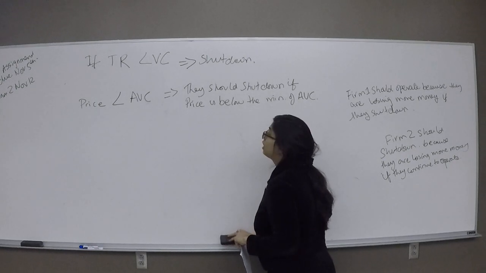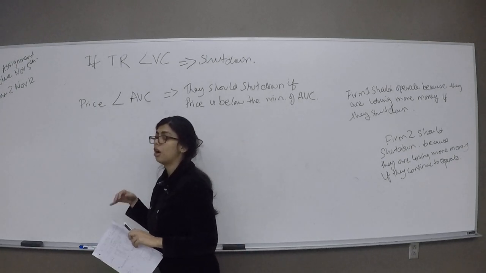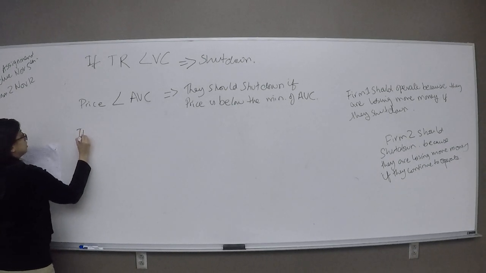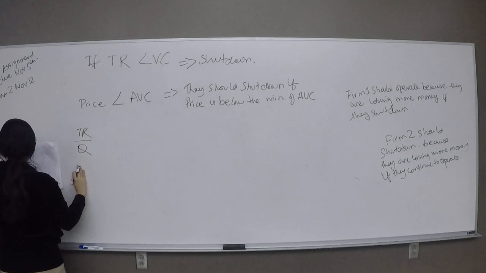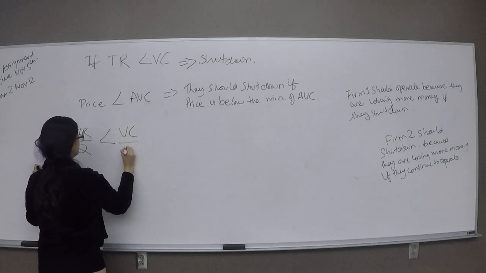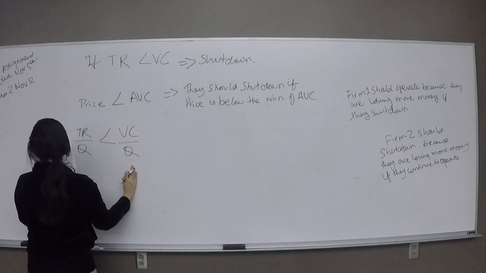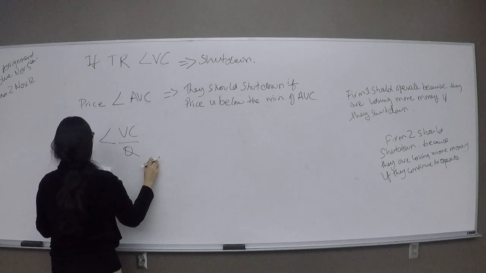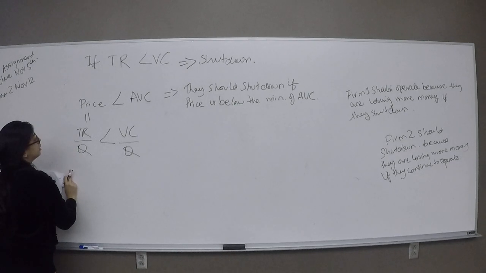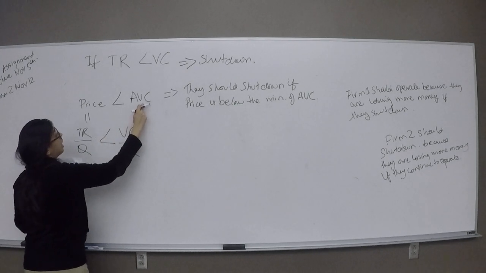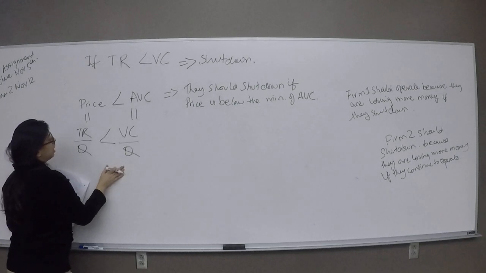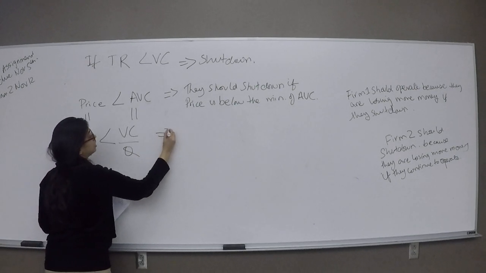Any price below the minimum of average variable cost, you should not be operating. Total revenue divided by Q, if it's less than variable cost divided by Q, shut down. Price is equal to total revenue divided by quantity. Average variable cost is equal to variable cost divided by quantity. If this is true, shut down.